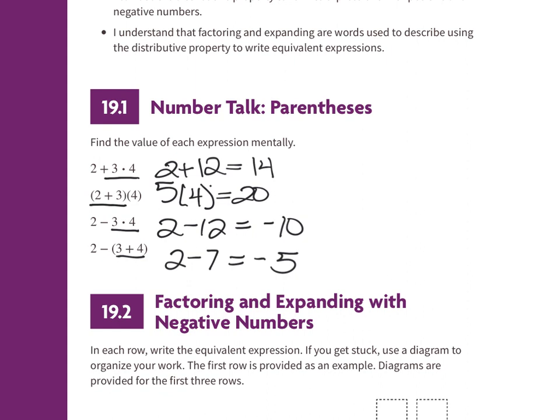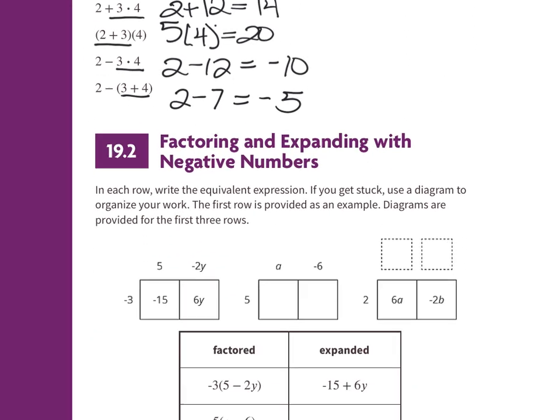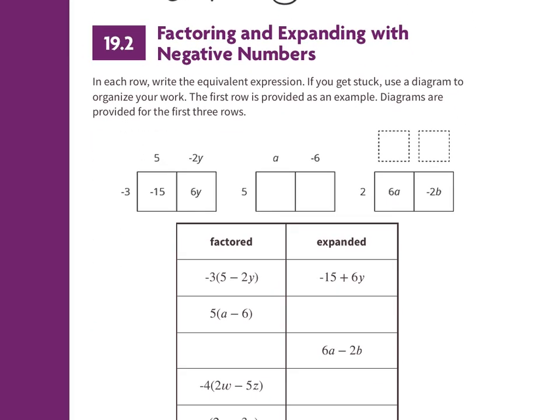All right, the bottom of page 141 and most of 142, this is going to be pretty much the lesson. Okay, so let's focus on this part. Factoring and expanding with negative numbers. In each row, write the equivalent expression. If you get stuck, use a diagram to organize your work. The first row is provided as an example. Diagrams are provided for the first 3 rows.